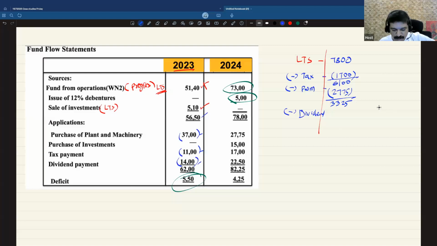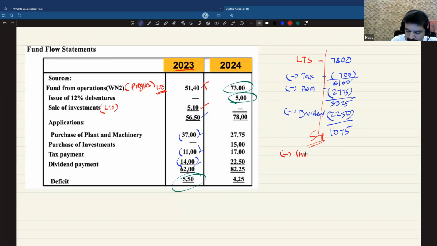3,325. And dividend is only 2,250. So minus 2,250, it means they still have a surplus of 1,075. And I think at this point only they went mad. When they had surplus, they could have ideally reserved this surplus for supporting the day-to-day operation. But what they did at this point, they went and made some investment.